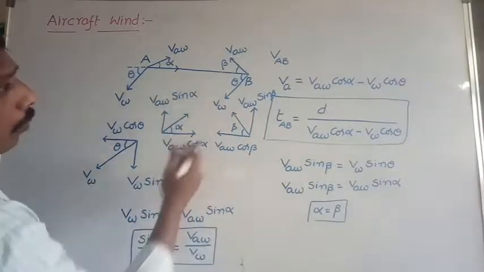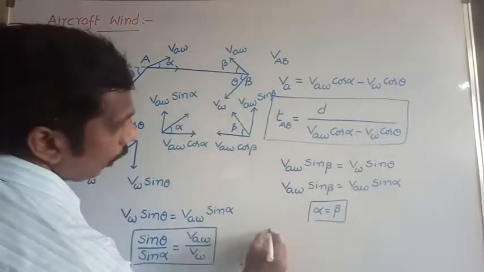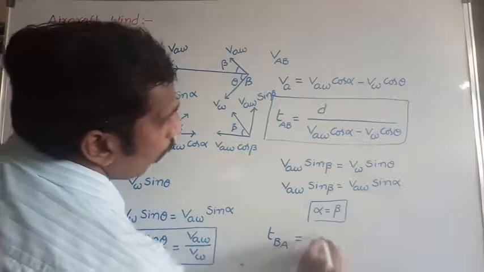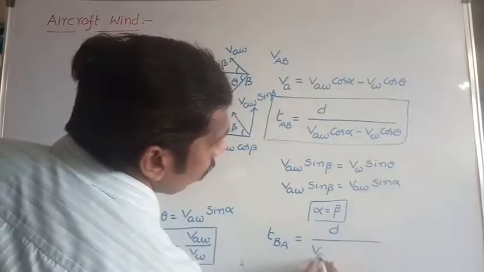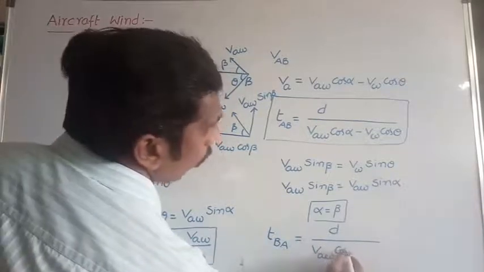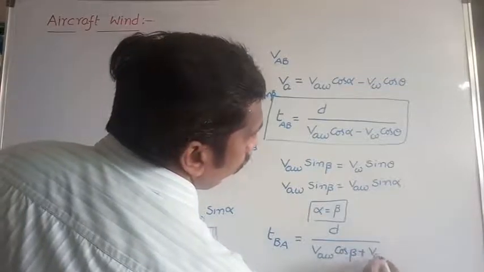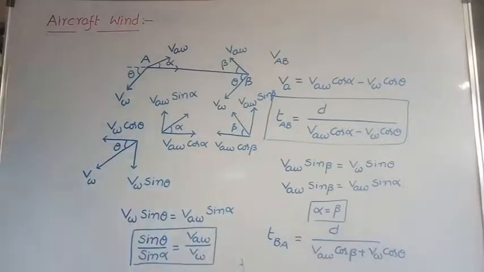Now, how much time? Here, if you observe, the two components are acting in the same direction, so the time taken to travel from B to A is equal to d divided by the velocity of the aircraft with respect to wind into cos beta plus VW into cos theta. But alpha is equal to beta, so take it as alpha. Clear?